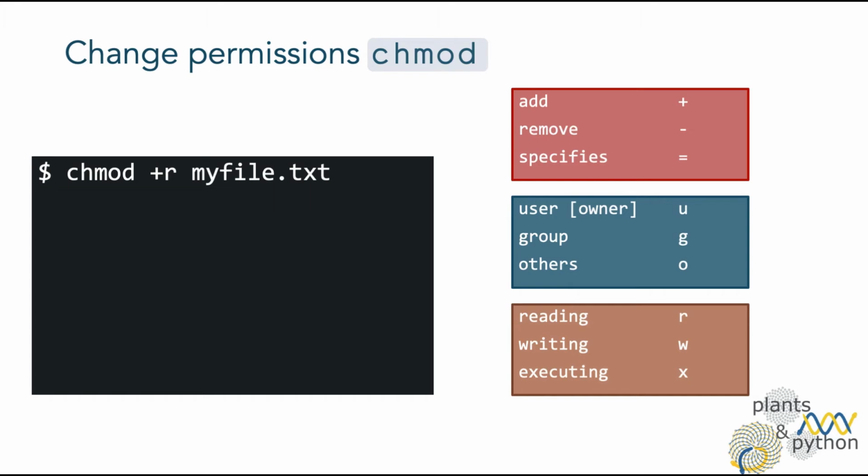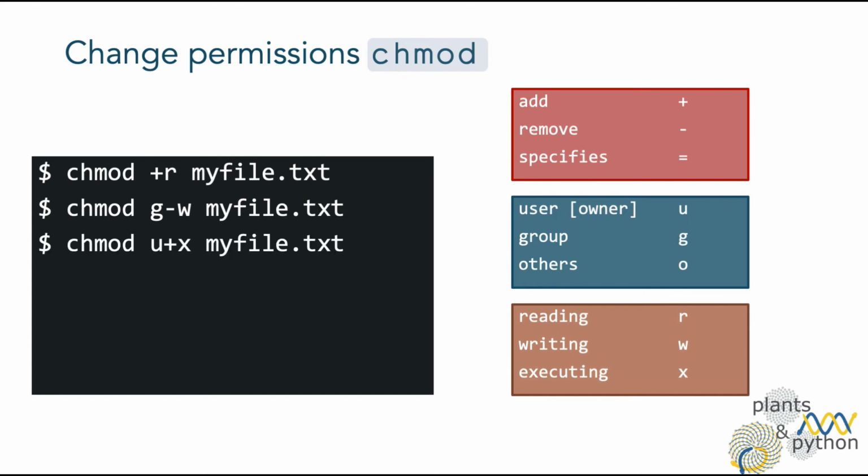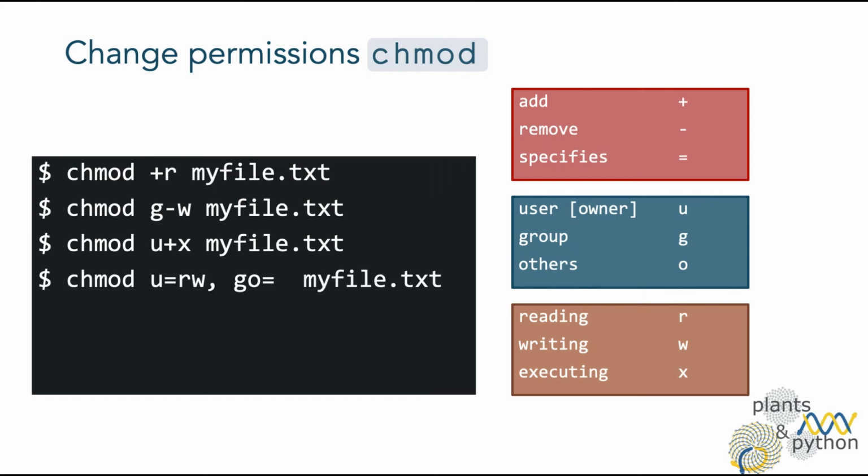In order to change the permissions, we use the command chmod. Then we can use the character mode in which the plus, minus, and equal signs are used to add, remove, or assign specific permissions. For example, +r will add read permissions to everyone since we didn't specify to whom. g-w will remove writing permissions to the group. u+x will add executing permissions to the owner. u=rw will give the owner reading and writing permissions, and go= (equal nothing) will remove all permissions to the group and others.